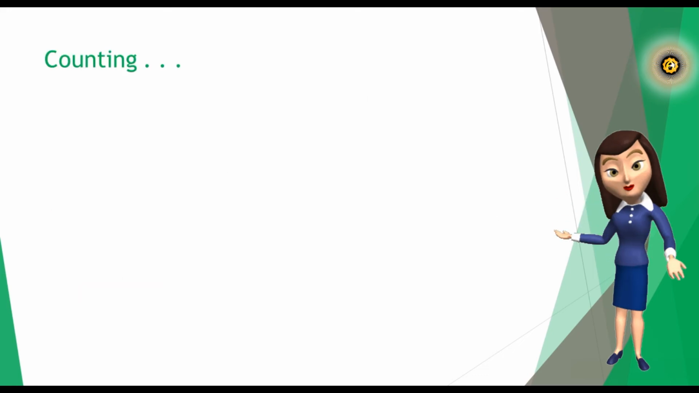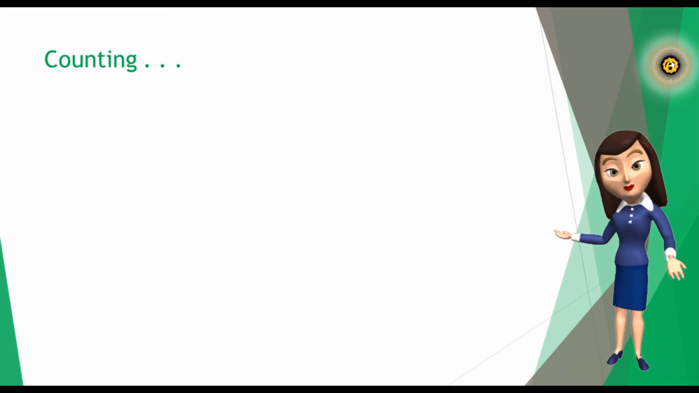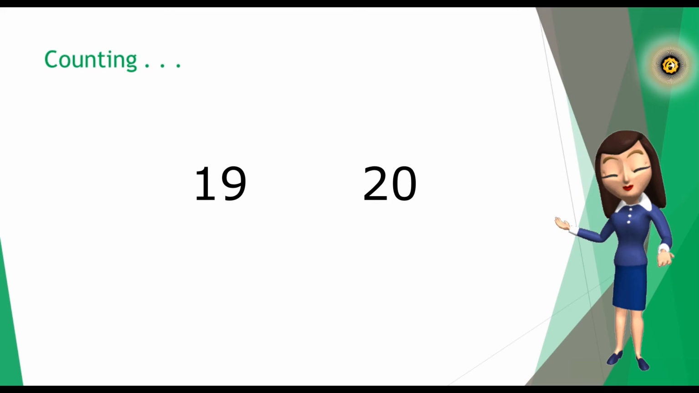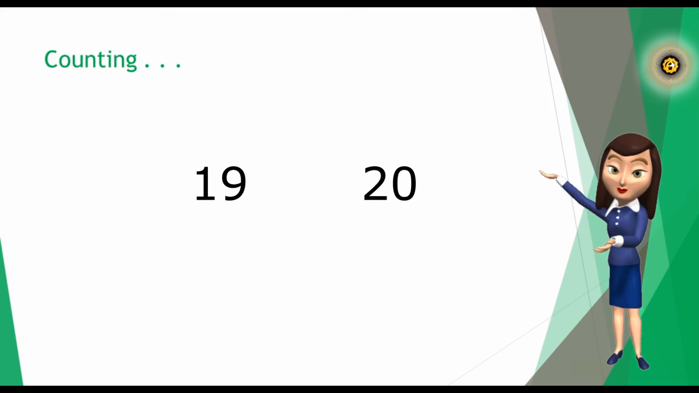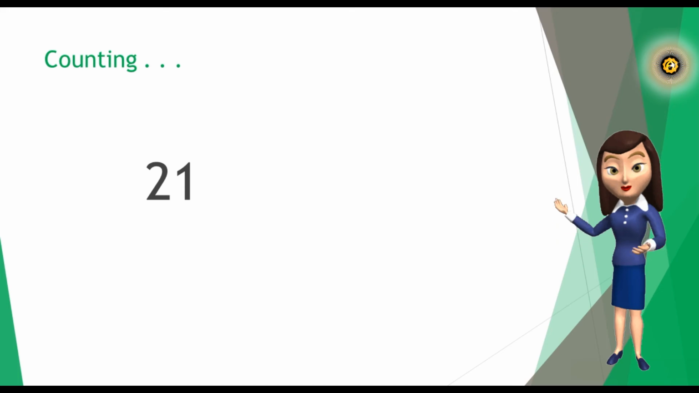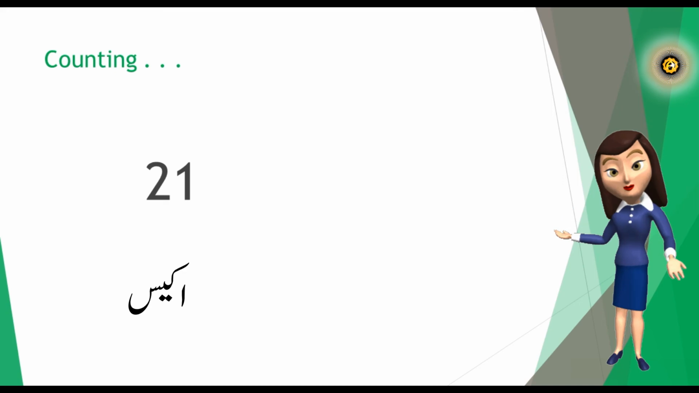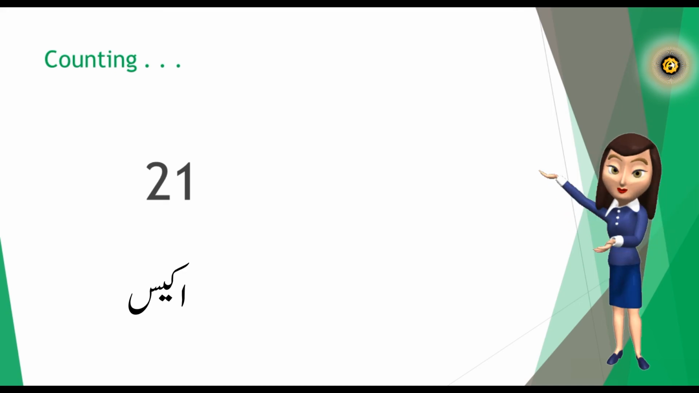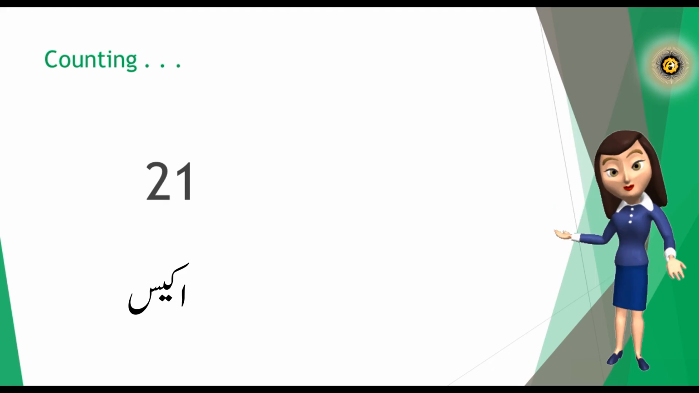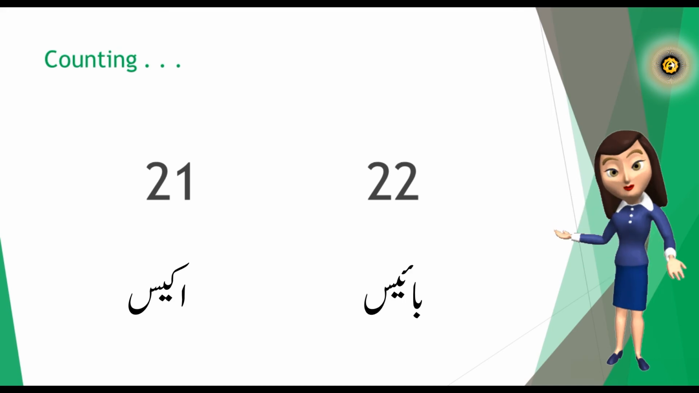Now let's learn counting further. In previous lesson we have learned counting the numbers 19 and 20. In today's lesson let's learn to say 21 in Urdu. So in English we say 21, and in Urdu it is 21. 21, 21. Then in English we say 22, and in Urdu it is 22.